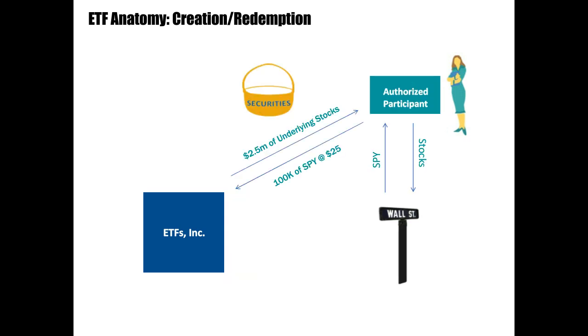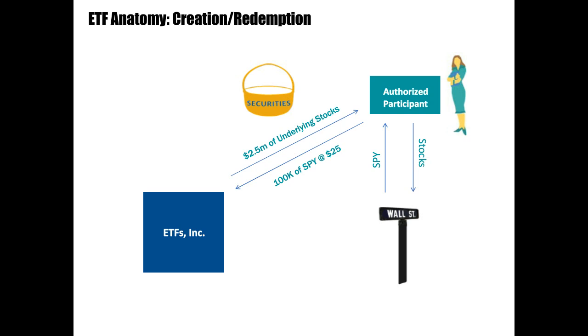Now, the same thing can happen in reverse if the authorized participant wants to destroy shares of an ETF. They can go into the market and acquire, let's say, 100,000 shares of SPY, buy them from investors that are looking to sell at, say, $25 a share. They can send those 100,000 shares to the ETF company. In exchange, the ETF company will give them an equal value of the underlying stocks, the Apple, the Cisco, the IBM, the Microsoft, etc., which the authorized participant can then sell onto Wall Street to even out their books.